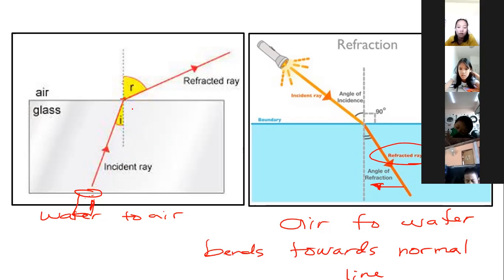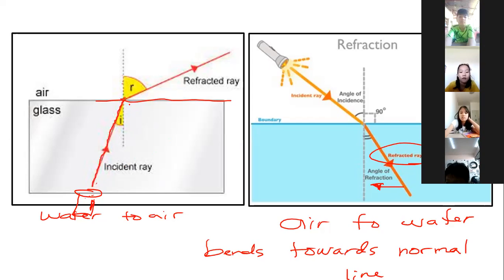Under the water, panat siya. So, the incident ray goes to the normal line and then moves away outside, bends away from the normal line, not going near to the normal line, but away from the normal line.